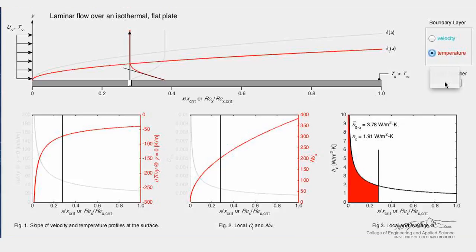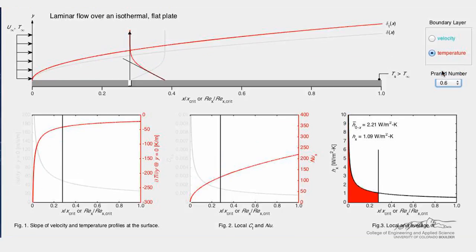Finally, change the Prandtl number of the fluid with the drop-down menu and observe the effect on the thermal boundary layer thickness.